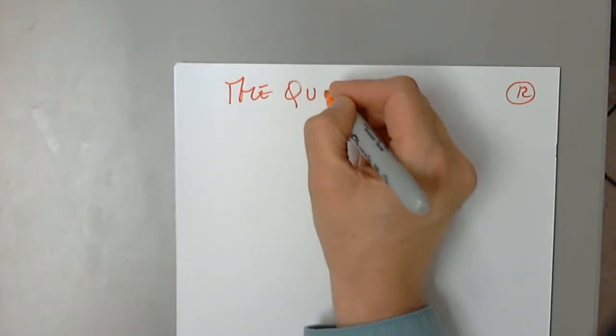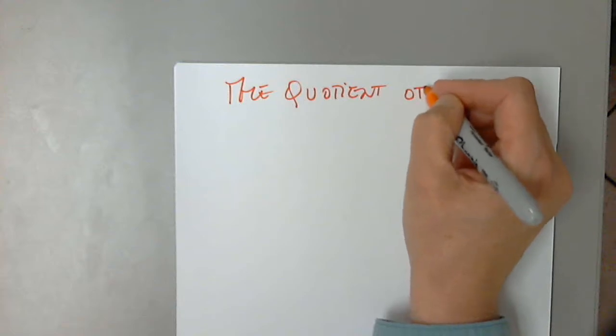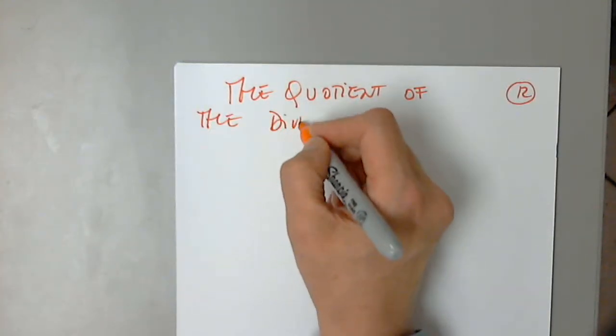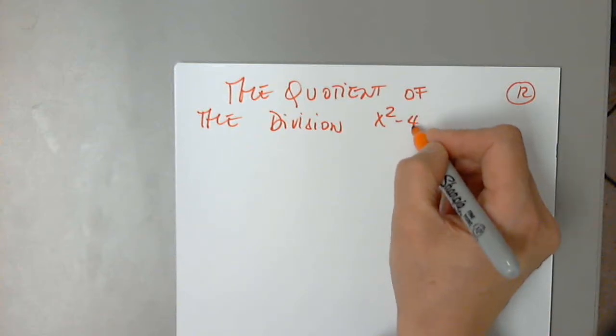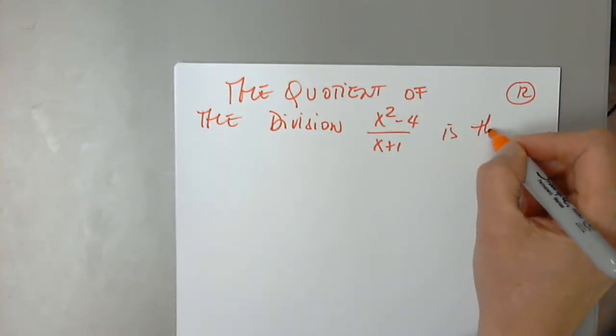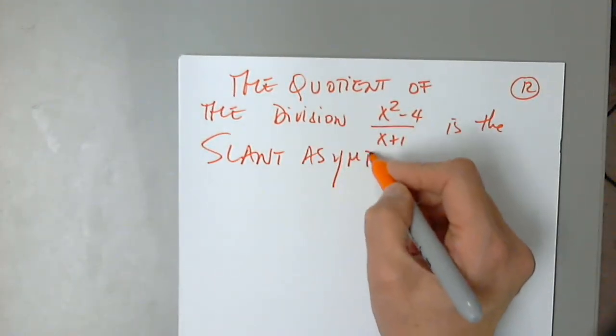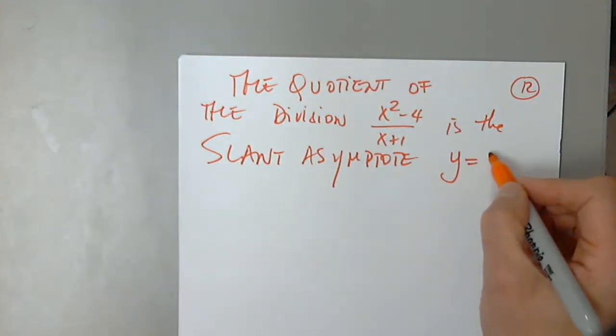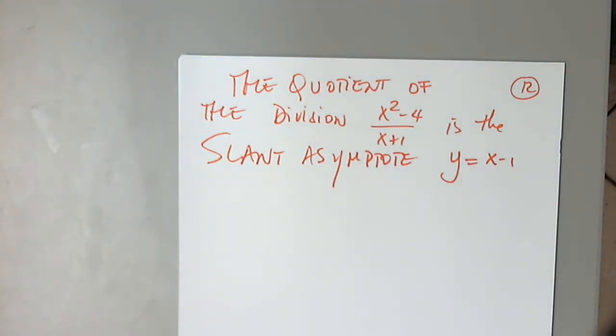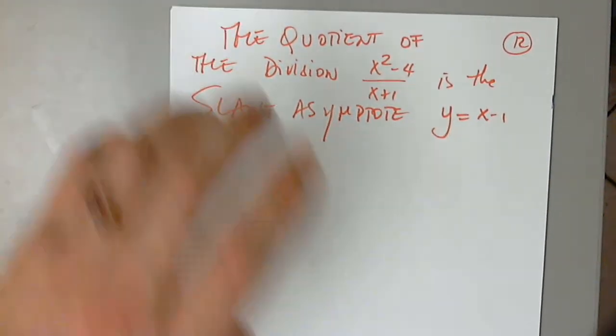So let me write that for you. The quotient of the division x squared minus 4 over x plus 1 is the slant or oblique asymptote that has to be graphed. I have to graph it like we graphed the vertical asymptotes, the horizontal asymptotes. Because when we graph functions with asymptotes, we have to start by graphing the asymptotes first.